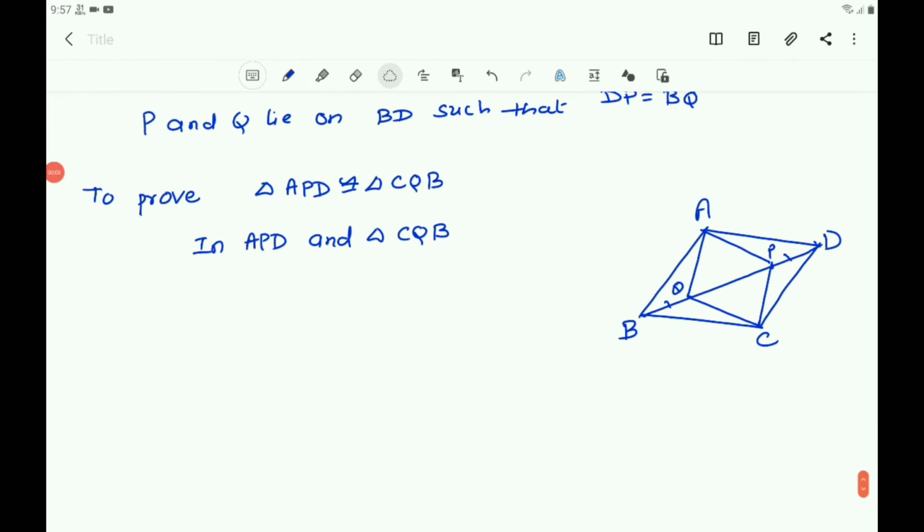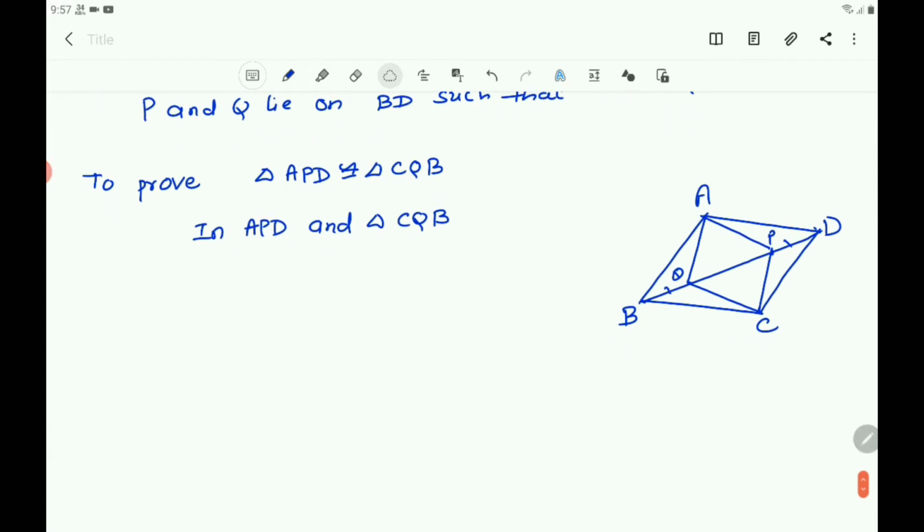It is given that DP equals BQ. You write DP equals BQ. That is given. What is the reason? Given. Here we have taken the triangle APD and triangle CQB, and here DP equals BQ. That is given.